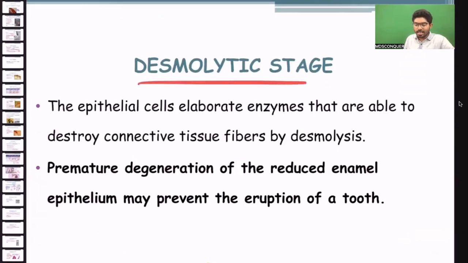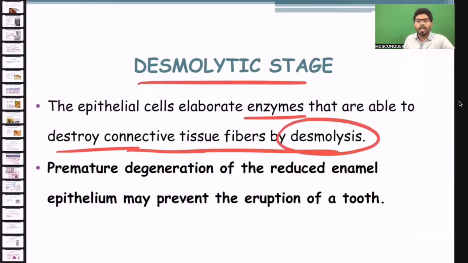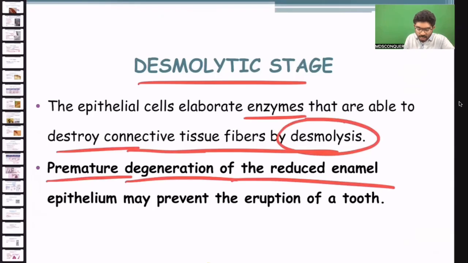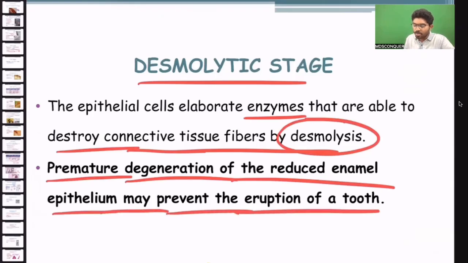Desmolytic, the epithelial cells release enzymes that are able to destroy the connective tissue fibers by a process called desmolysis. Premature degeneration of reduced enamel epithelium may prevent the eruption of the teeth. So desmolytic enzymes are released to break those connective tissue fibers. That is called the desmolytic stage.